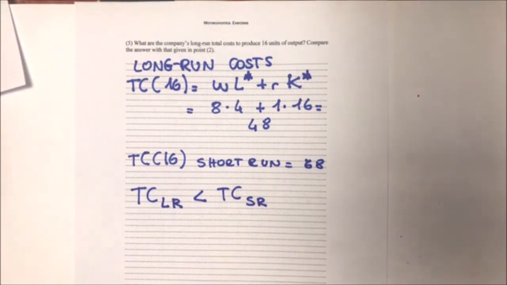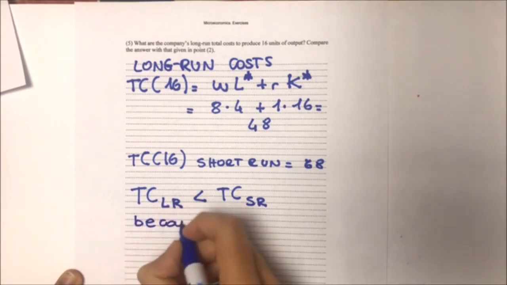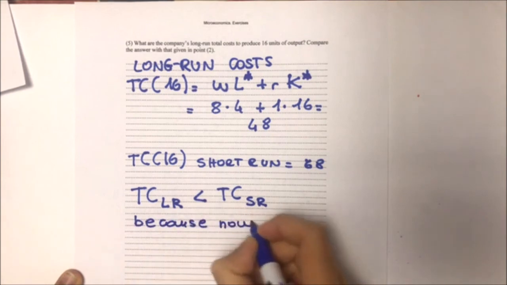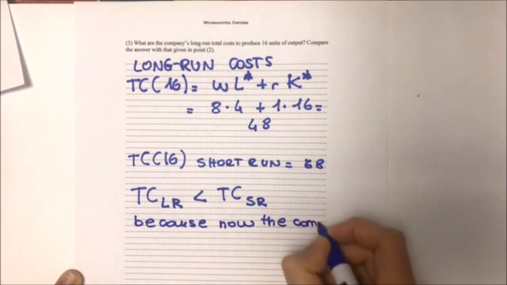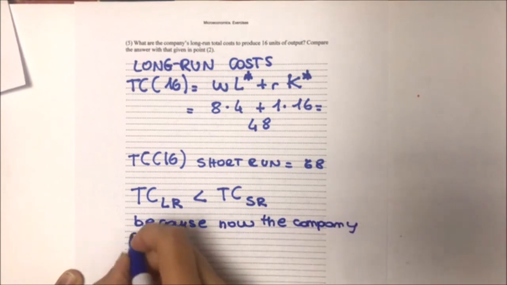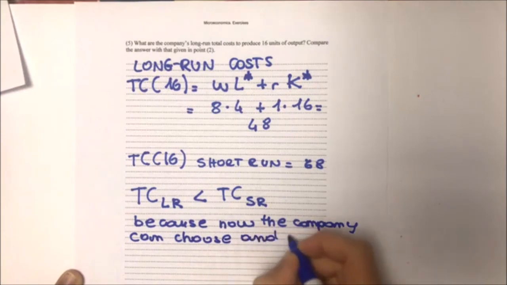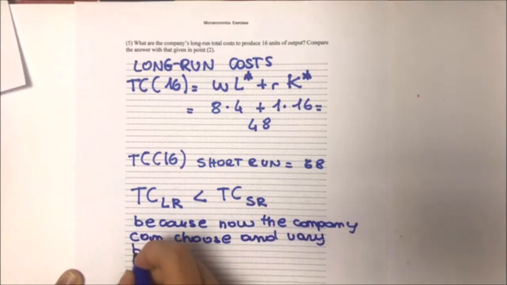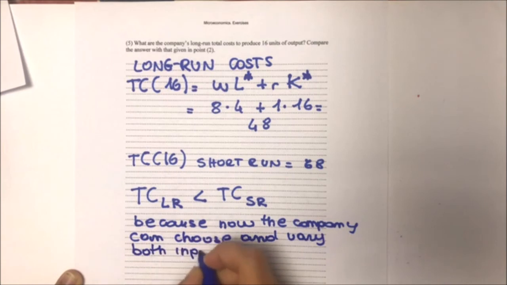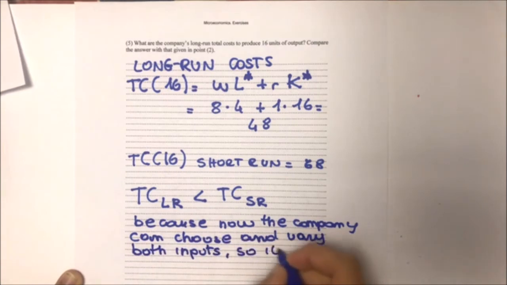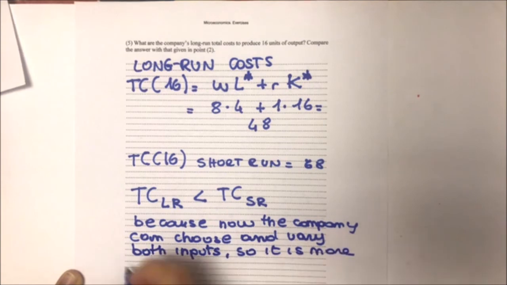Okay. Does this make sense? Yes, it makes a lot of sense. And actually the total cost in the long run are lower than those in the short run because now the company can choose and vary both inputs. So it is more efficient.